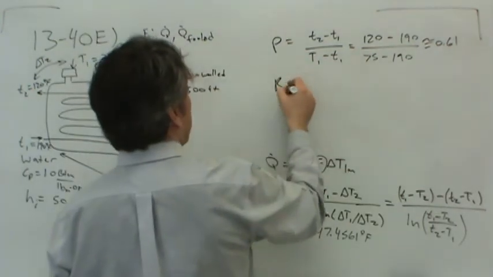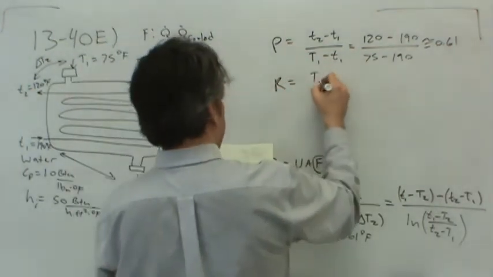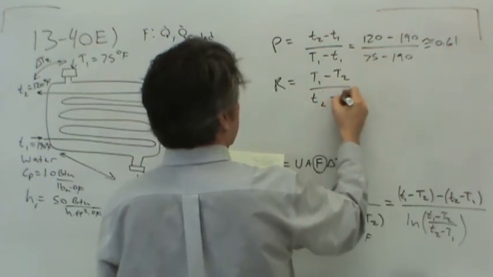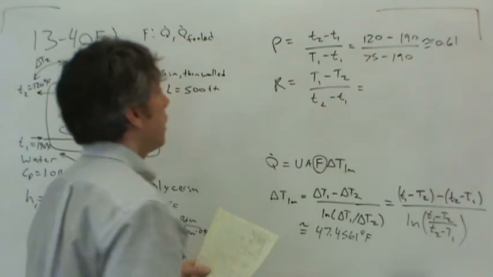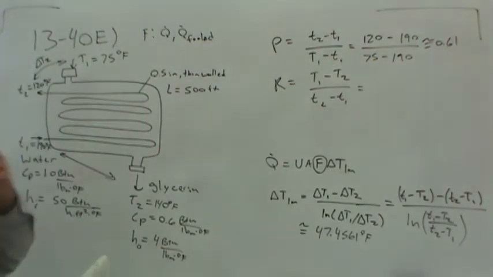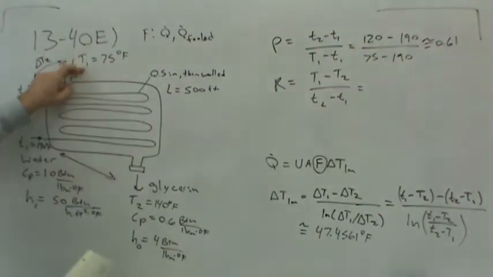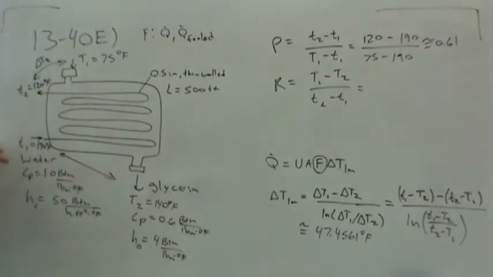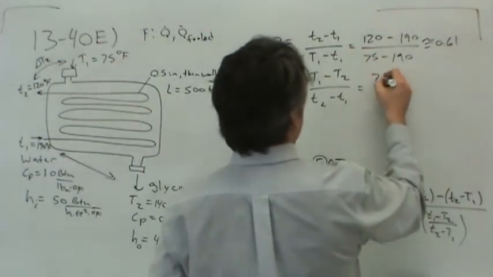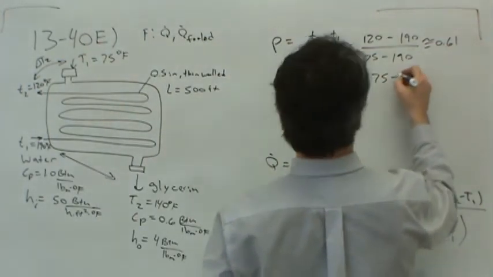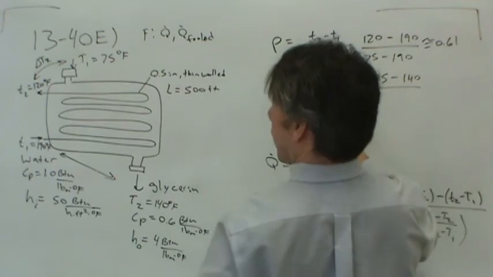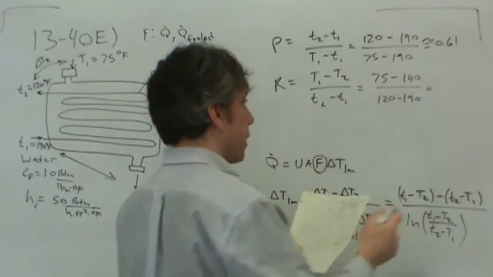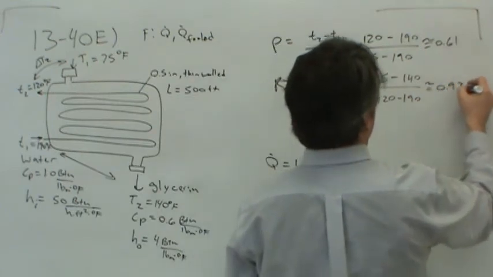And then R is capital T1 less capital T2 divided by lowercase t2 less lowercase t1. So what is this? Well, this is just the change in the temperature of the cold fluid divided by the change in temperature of the hot fluid. So 75 less, let's see, 140 divided by 120 less 190. Plug that into your calculator, you should find that this is about 0.93.